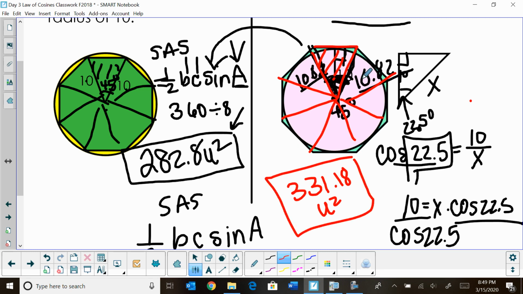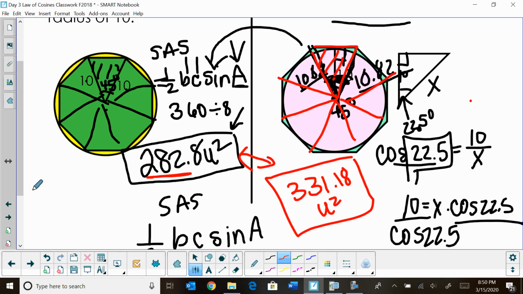Now you would assume that this one would have a larger area because it's on the outside of the circle, compared to this one that's on the inside of the circle. And sure enough, the first one, with a radius of 10, was on the inside. The smaller one had an area of 282.8, and the area of the larger one was 331.18. So it is actually significantly larger.